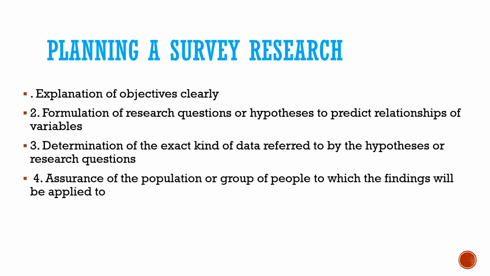Fourth, the assurance of the population or group of people to which the findings will be applied. So you need to be sure about your respondents. The respondent should be clear to you as a researcher. You should be directed to whom or to the people that you want in your research paper. Remember, as a researcher, you should see all these things. You should view these things.